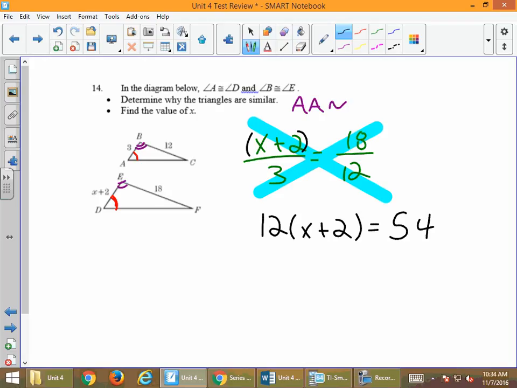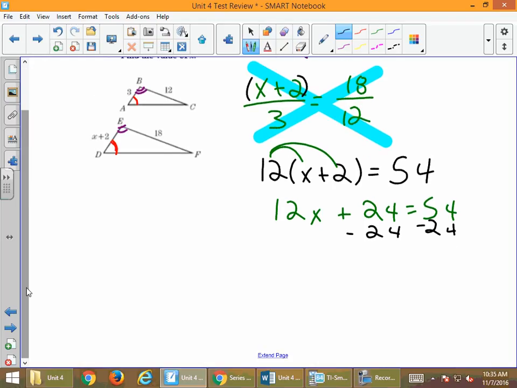Now, what operation do I do next to help solve this? Yes, Leah. Distribute. I like it. 12 times x is 12x. 2 times 12 gives me a 24. Equals that 54 we had earlier. All right, next step, we know what to do. Get rid of that 24. Get the thing furthest away. See you, 24. You're out of there.